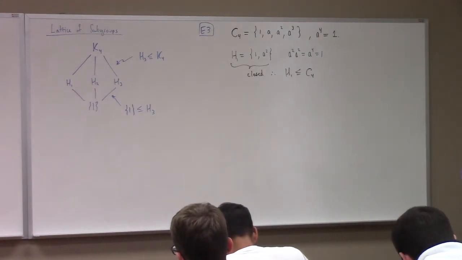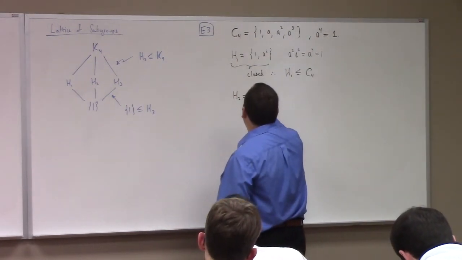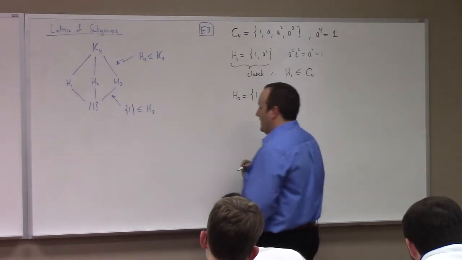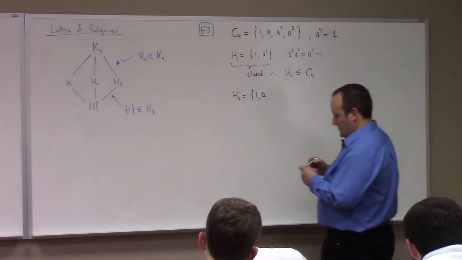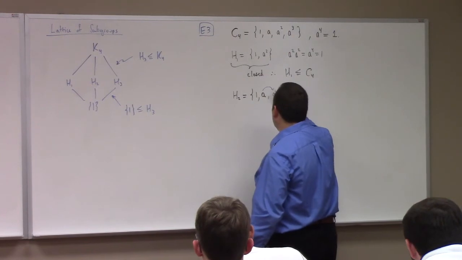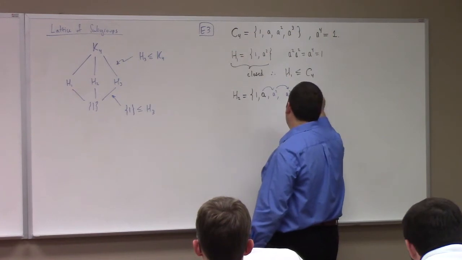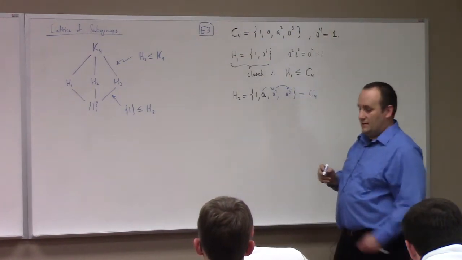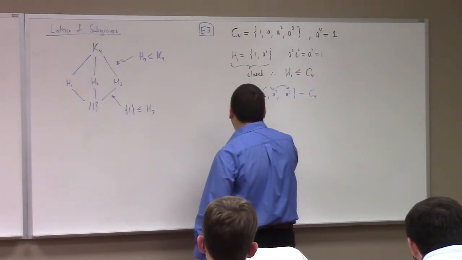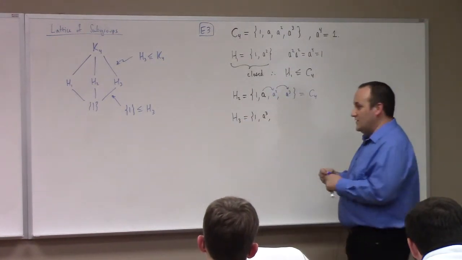Are there any other subgroups? What if we tried to make H2 to be, say, 1 and include a in it? What then happens if you include a in it? Once you have a, whether you like it or not, this creates a squared, and then these two create a cubed, and all of a sudden you're at C4. On the other hand, what if you say, fine, I won't include a, I'll include a cubed, ha-ha, joke's on you. Well, no, unfortunately, a cubed times a cubed is what?